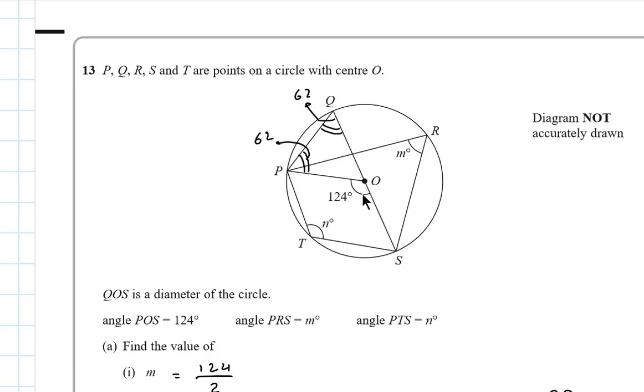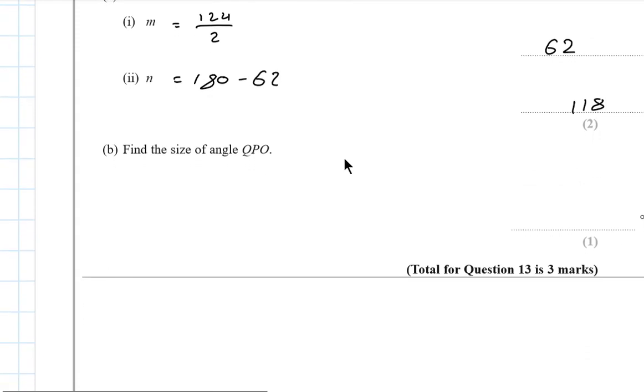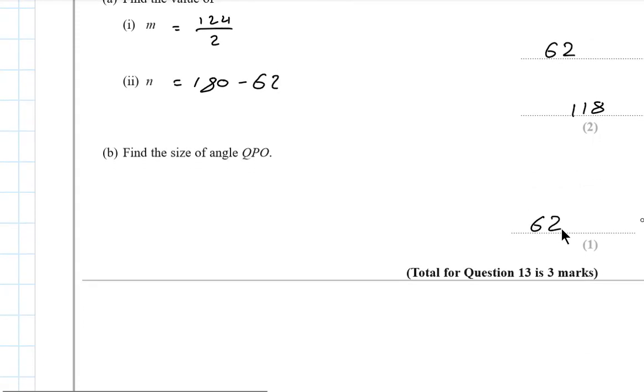Another method, we can look at this angle 124 as an exterior angle of this isosceles triangle. So the sum of these two angles should be 124, and also they are equal. So each one of them is 124 divided by 2, which will give us the same answer, which is 62. Okay.